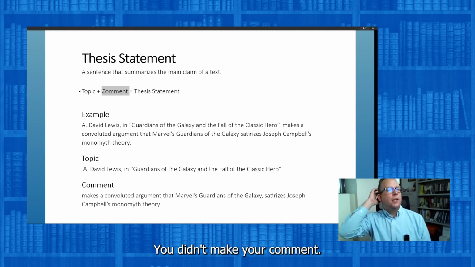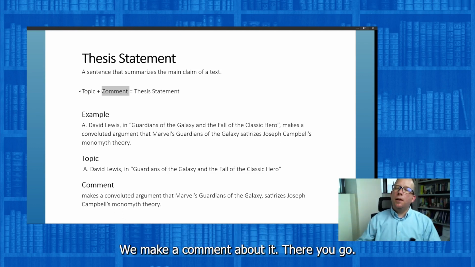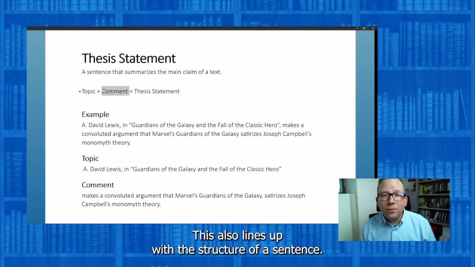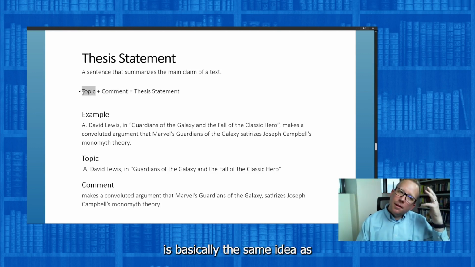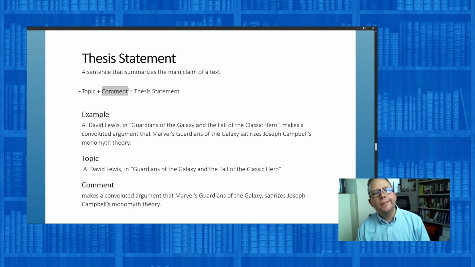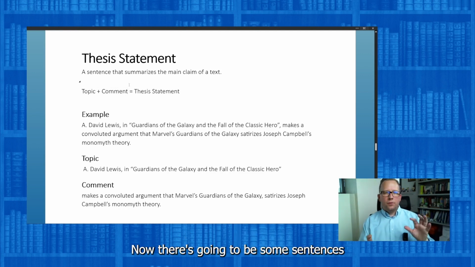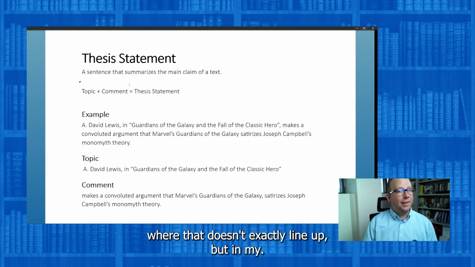You need to make a comment. We start by identifying, introducing the topic. We make a comment about it. There you go. This also lines up with the structure of a sentence. This is good. Topic is basically the same idea as the subject, comment the same purpose as a predicate. Now, there's going to be some sentences where that doesn't exactly line up, but it might.